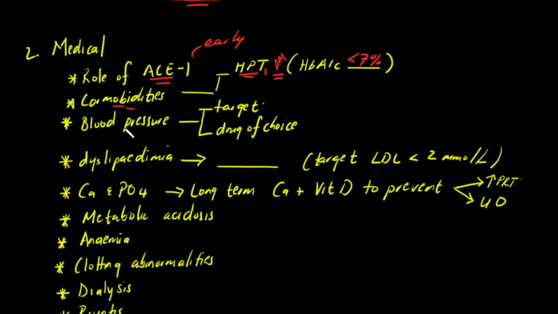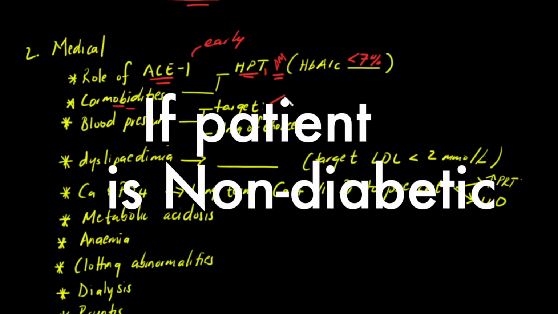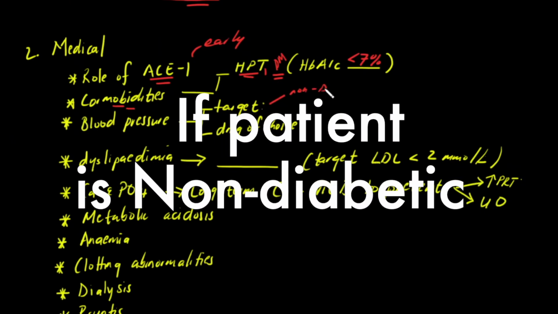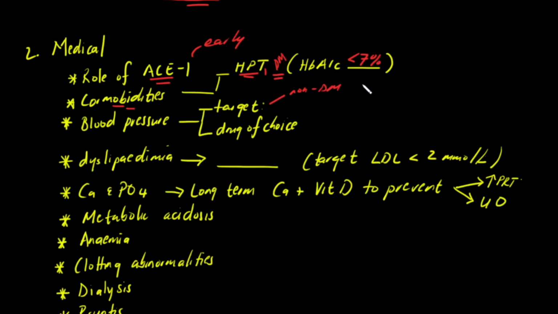Now back to the blood pressure. What is important in the management of blood pressure is that you need to know your target. If your patient is non-diabetic, your target is typically 140/90 millimeters of mercury. However, the moment they have diabetes, your target should be way lower than that, at 130/80.